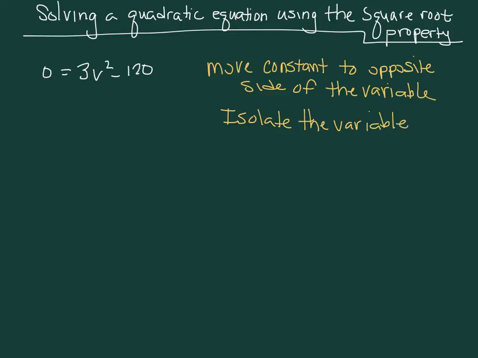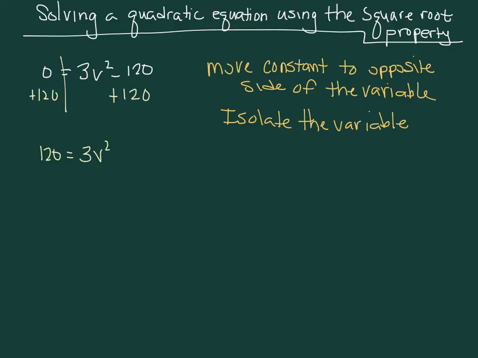So if I want to isolate the variable, then I'm going to need to do the opposite of this number right here. That number is negative 120. The opposite of negative 120 is positive 120. But what I do to one side, I must also do to the other. So what I'm going to get here is 0 plus 120 is 120, and that's going to equal 3v squared.